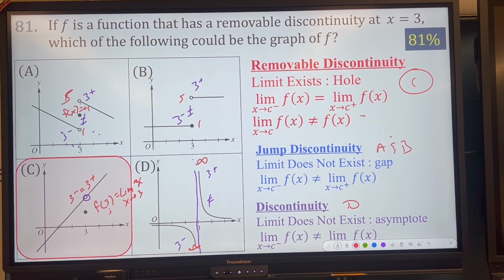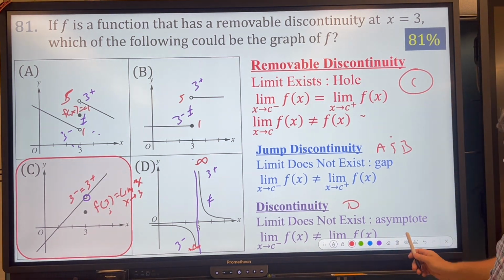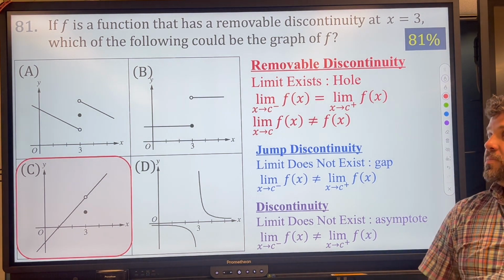All right? Knowing what these things are, though, is the key to getting the answer right. All right, all good? Awesome. Let's go to the next one.